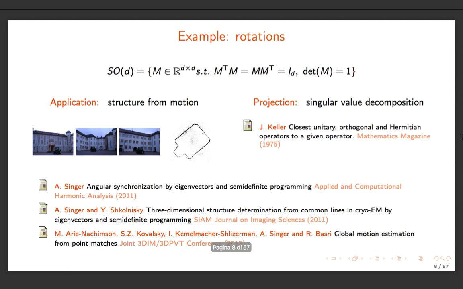One example is the set of rotations, also known as the special orthogonal group, which admits a matrix representation through orthogonal matrices with unit determinant. In this case, the projection is done via singular value decomposition. Synchronization of rotations is an essential task within structure from motion, that is, the problem of recovering camera motion and scene structure, starting from multiple images of a static scene.